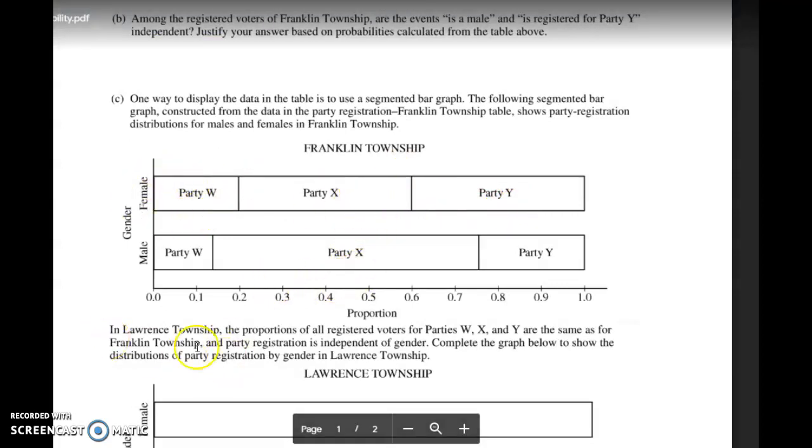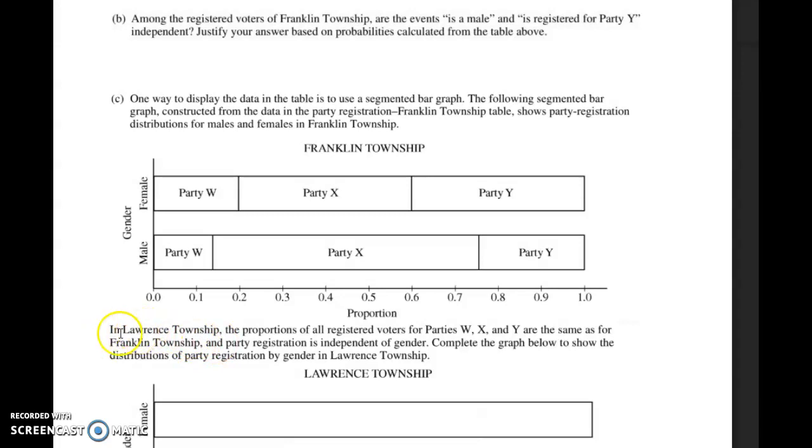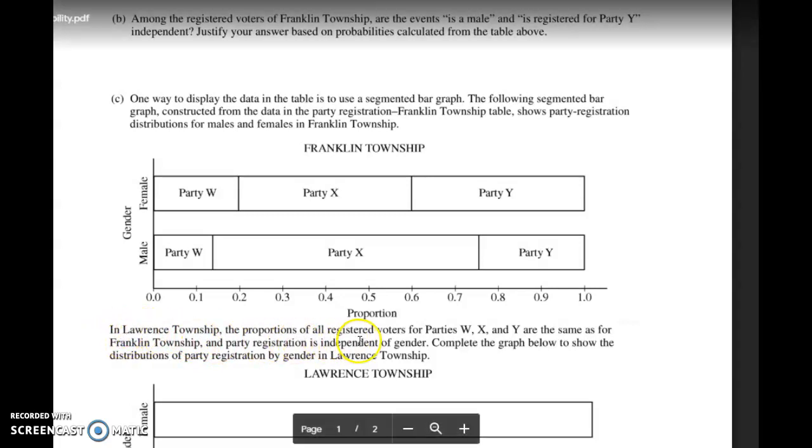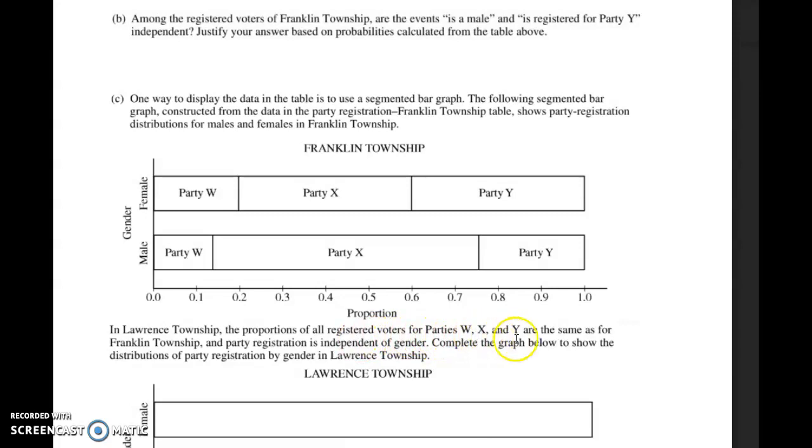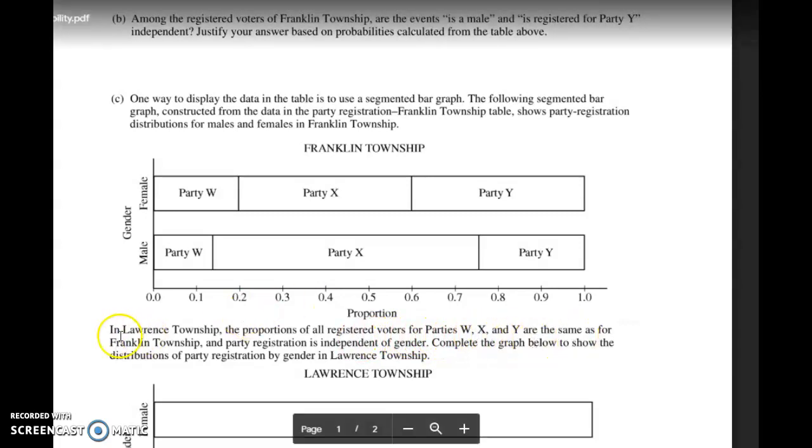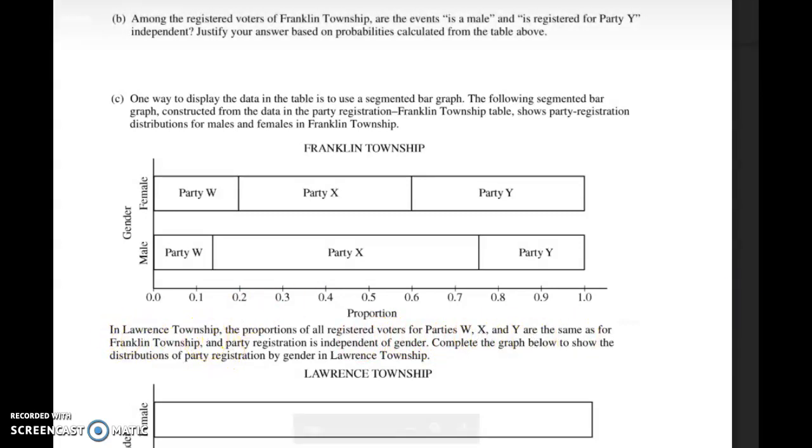And then they go on to say a different township. We have no information on Lawrence Township. The proportions of all registered voters for W, X, and Y are the same as for Franklin Township. And I'm going to stop there.